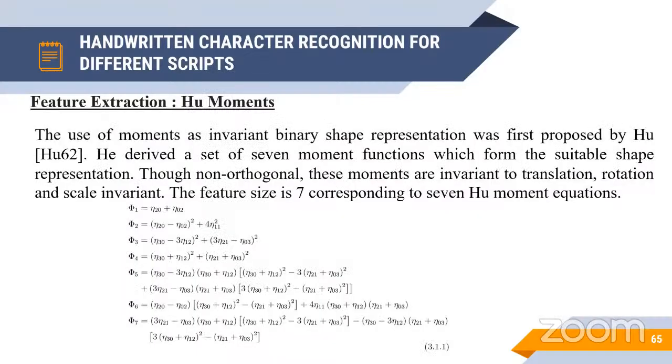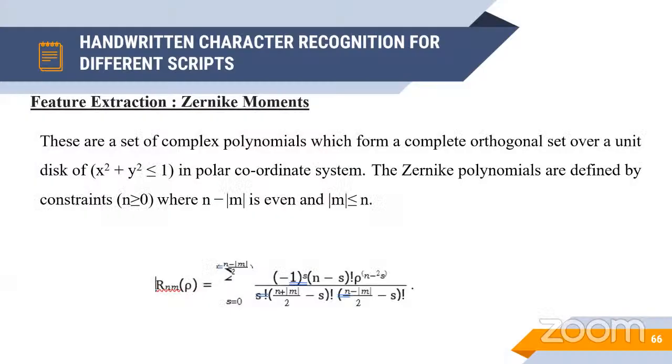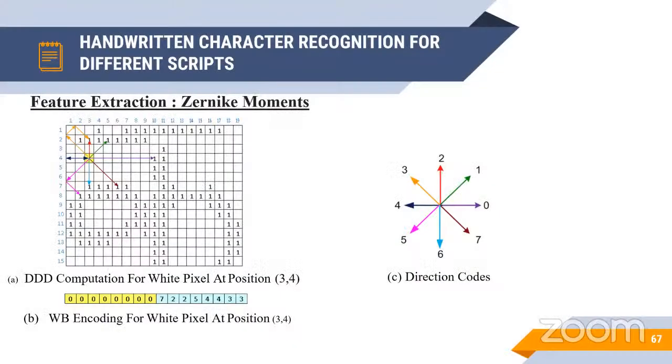The next one is the Hu moment. Hu moments are also computed from the different shapes of a particular character. The Zernike moment is a complete orthogonal set over the unit disk. This is the Zernike moment.